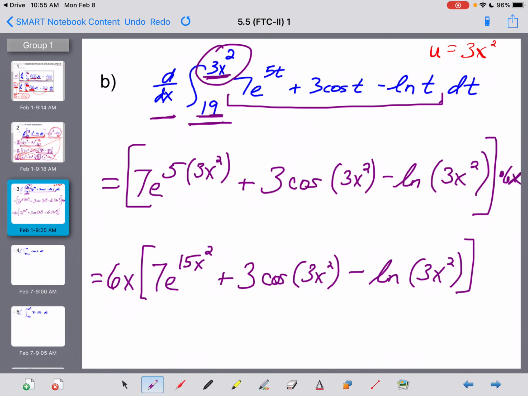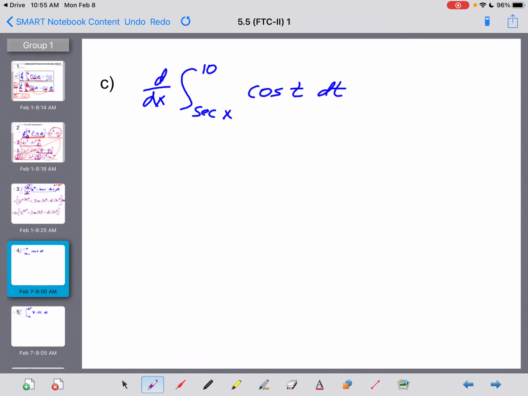All right, let's look at the next one right here. Derivative with respect to x of, aha! The plot thickens a little bit here, everybody. A definite integral that starts on the bottom, the lower limit of integration, of secant of x, and then goes up to the top of 10. And our integrand is cosine of t dt.